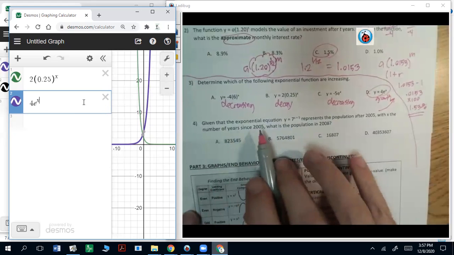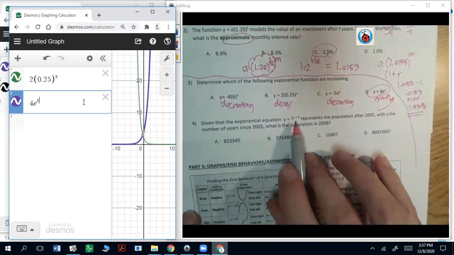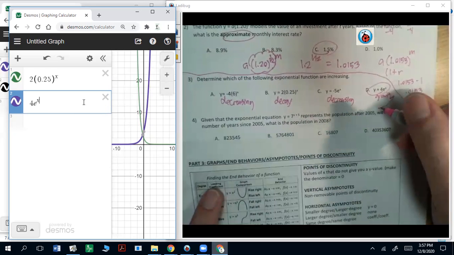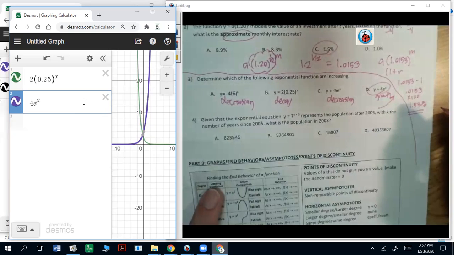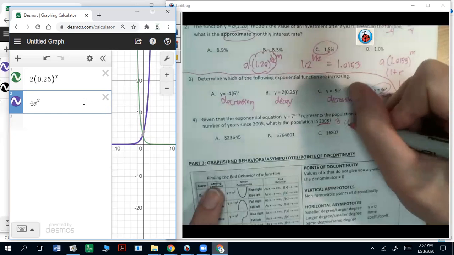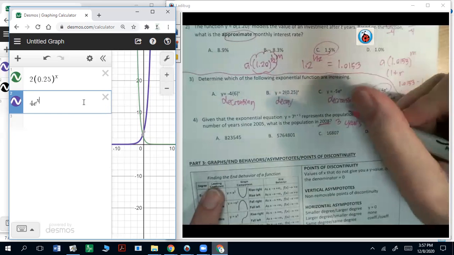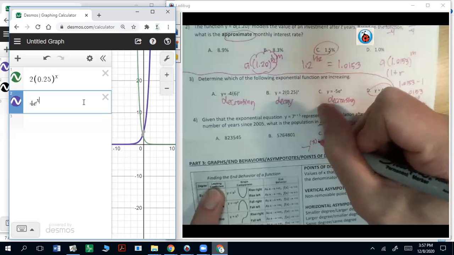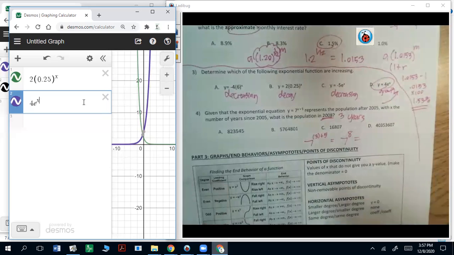Question number 4, given the exponential equation y equals 7 to the x plus 5 represents the population after 2005, with x as the number of years since 2005. What's the population in 2008? Well, how many years has that been since 2005? That's 3 years. So x is going to be 3. So 7 to the 3 plus 5, 7 to the 8th power. So one of those is 7 to the 8th power.